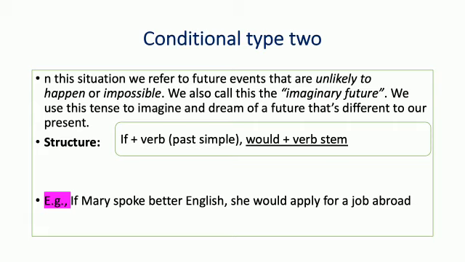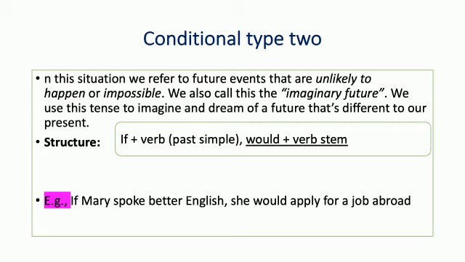Here we talk about unreal facts, about dreams. So if Mary spoke better English, she would apply for a job abroad. In the example we have, if Mary spoke, here spoke is in past simple. This is the if clause, and the result clause here is she would apply.